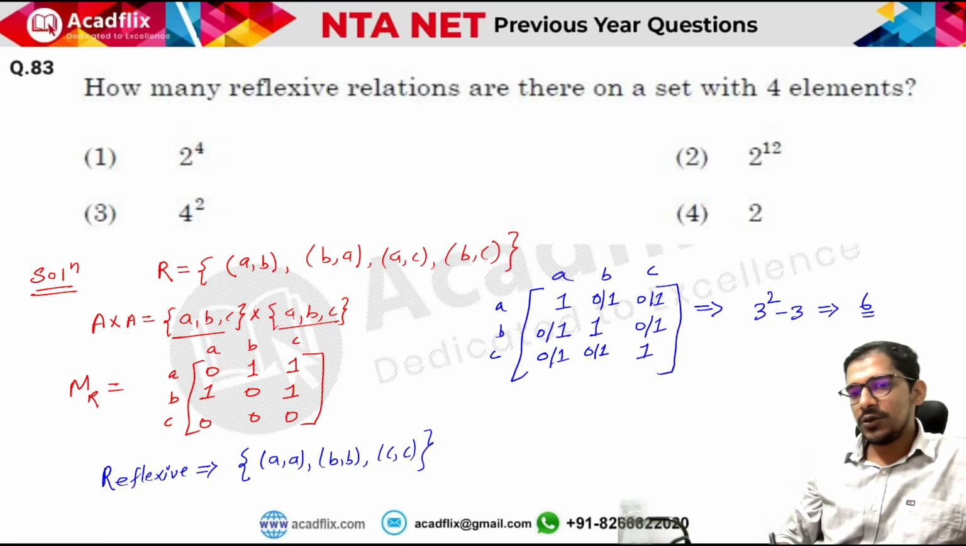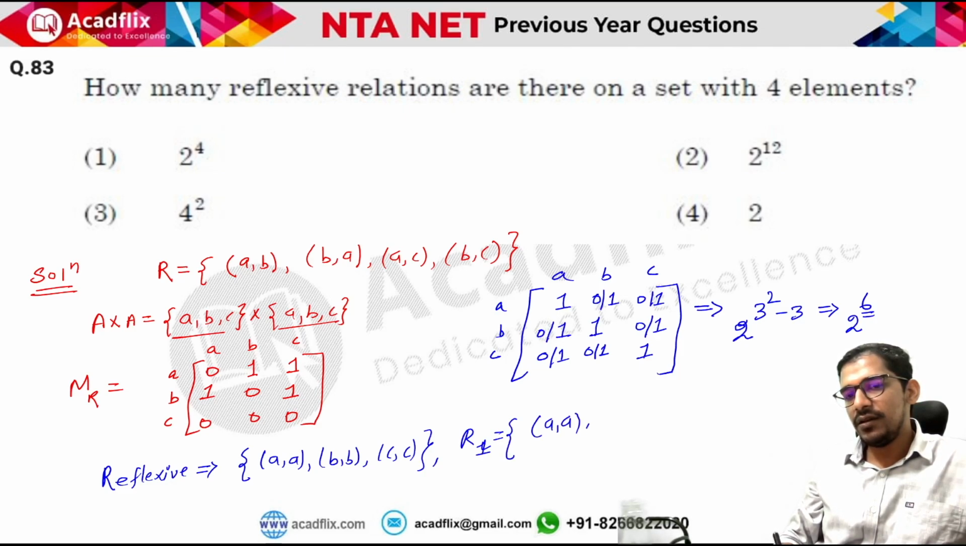And you can do so, each element is having two choices, so we have made a mistake here, that is every element is having two choices, so this will be 2 to the power 6. Because every element is having two choices, you can see how these 2 to the power 6 relations will be. Let me show you one relation which will be reflexive. Let's call this R1. So in this relation we take AA and BB and CC as mandatory.